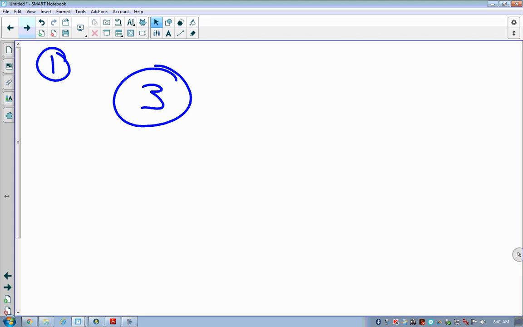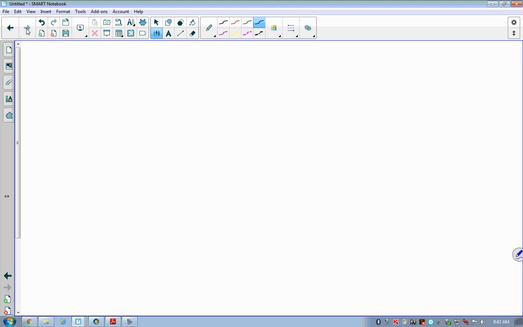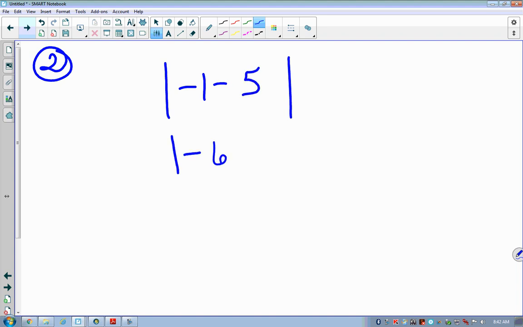Okay. Let's see, 2. Okay, find the distance between the points. Okay, so this is a little different because it's points on a number line. You could count it, but the more technical way of doing it is to take your points, find the absolute value of their difference. So in this case, -1 minus 5. Okay, well, -1 minus 5 is -6. So I have a distance of 6.